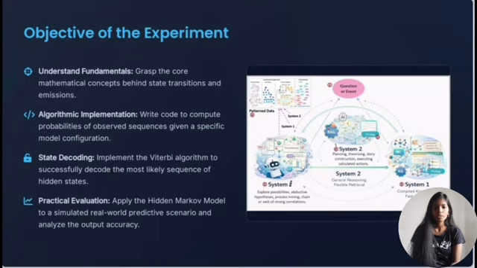Our objective today is to write a program that takes a sequence of these daily activities and calculates the most likely sequence of hidden weather states. Now let's look at how we actually implemented this in our program.